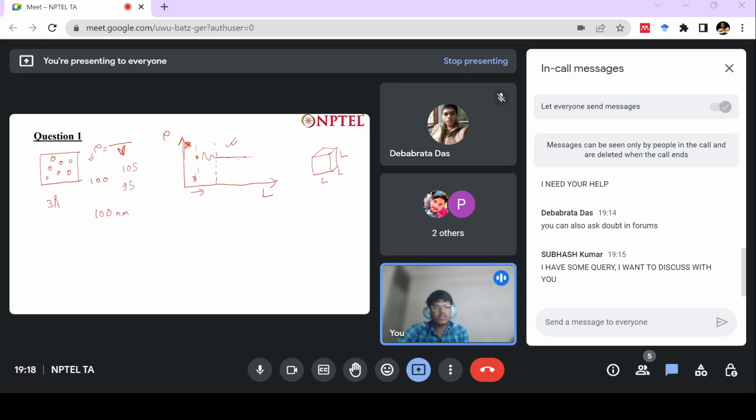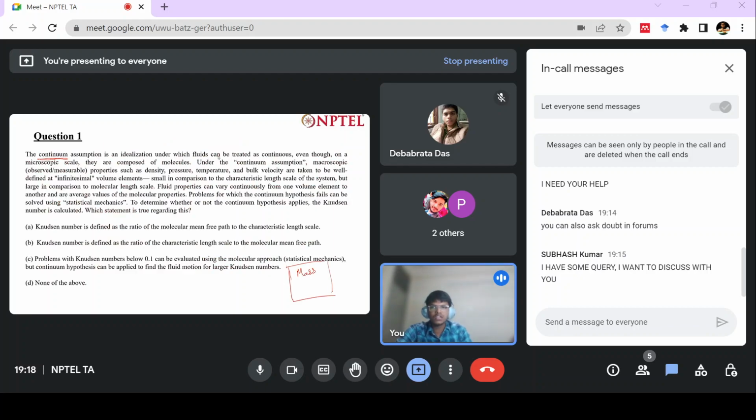Why? Because if I'm defining my properties at these length scales, then if I move from one point to another, these statistical fluctuations will not disturb my calculations. So that's when we can actually use our continuum hypothesis. There are very standard ways to identify whether my calculations can be done using this continuum assumption or not. So that is basically the question.